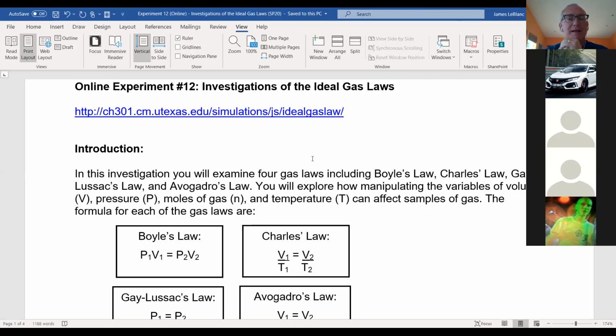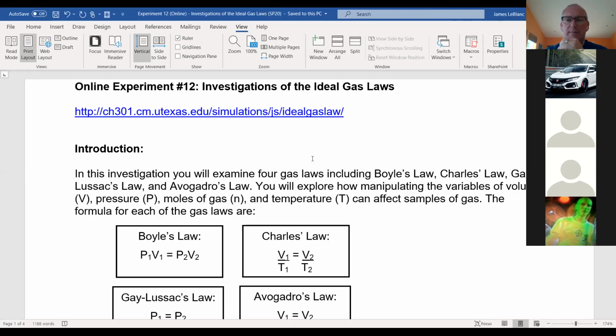So we'll basically see how tweaking one particular part of the conditions that a gas is under affects the conditions of all the other parts, and we should be able to plot the relationships between pressure, volume, temperature, and number of moles.